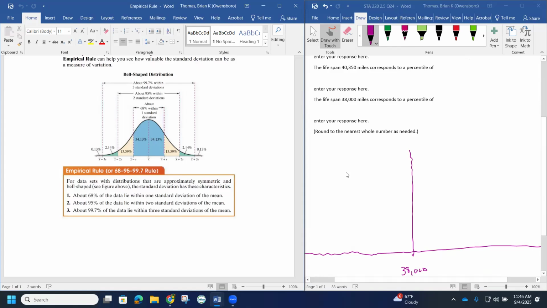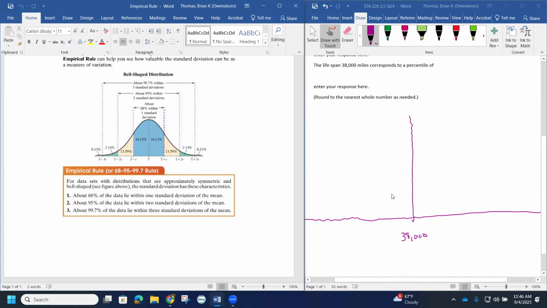So in our problem, they gave us the mean to be 38,000. And they said the standard deviation was 2,350. So if I add 2,350 to 38,000, we're going to end up with 40,350. If I add 2,350 again, we're going to end up with 42,700. And if we do it a third time, we're going to get 40,050.